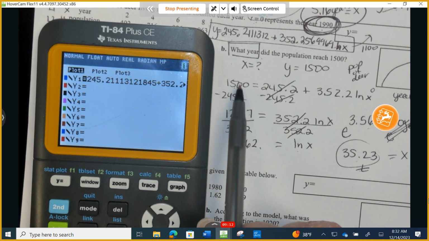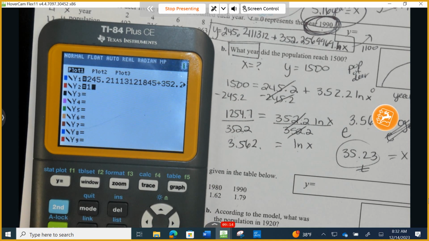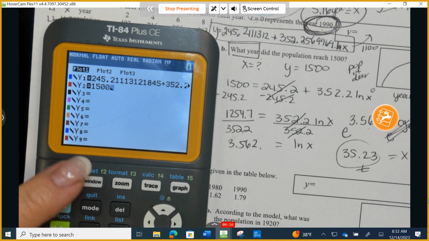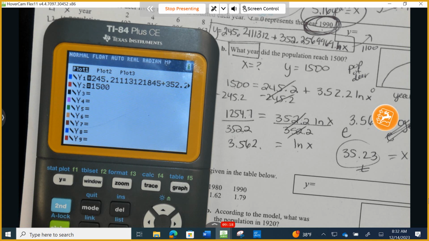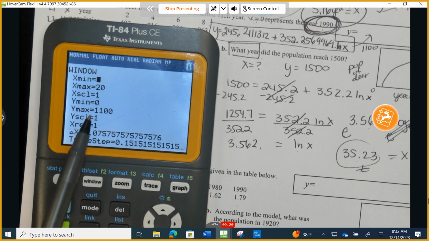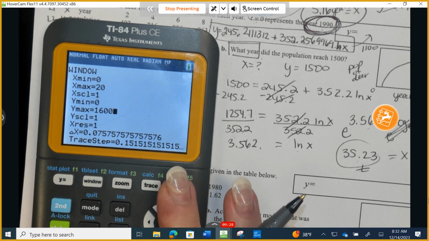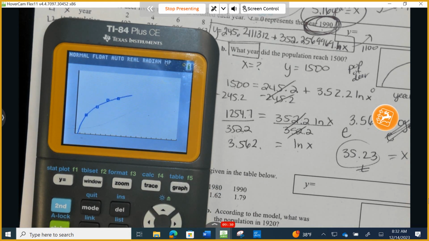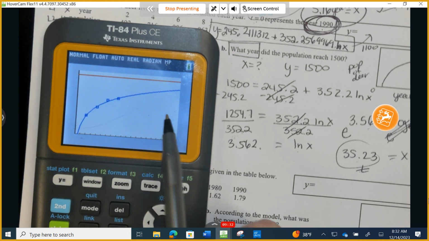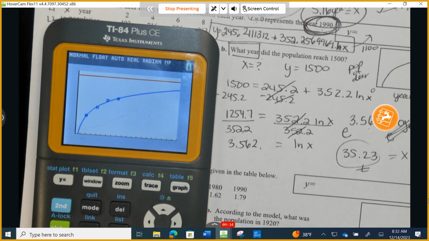Part B provides us a y answer, so let's plug in 1,500. But before I graph it, I'm going to go up to windows, and I can see that the y's don't even go up to 1,500. So let's adjust those to go past 1,500. And now let's graph. Okay, eventually they're going to cross. That's what I want to be able to see.